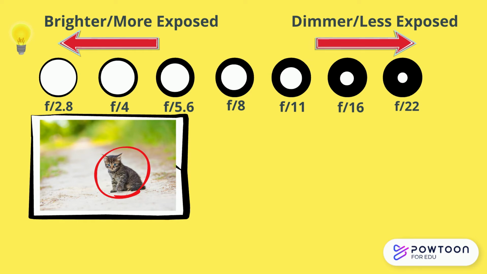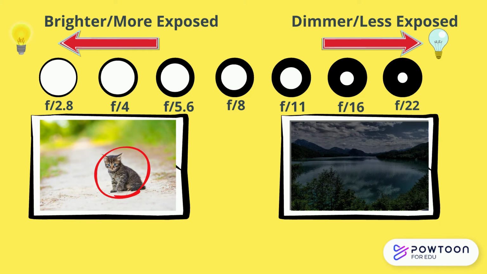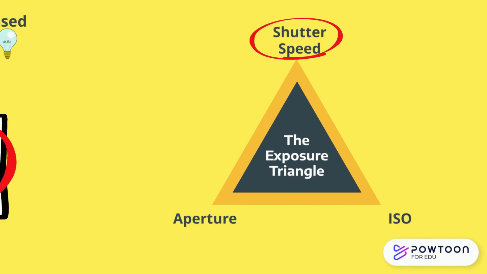On the other end, the smaller the aperture, the narrower opening of the lens and less light is captured. This makes for a dimmer or less exposed photo. In addition, there is a greater depth of field, therefore a bigger component is in focus.